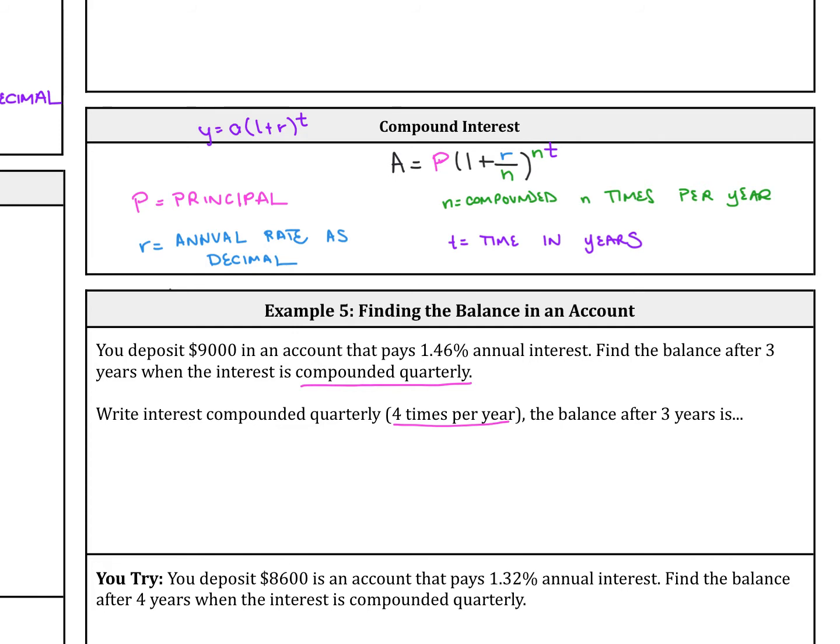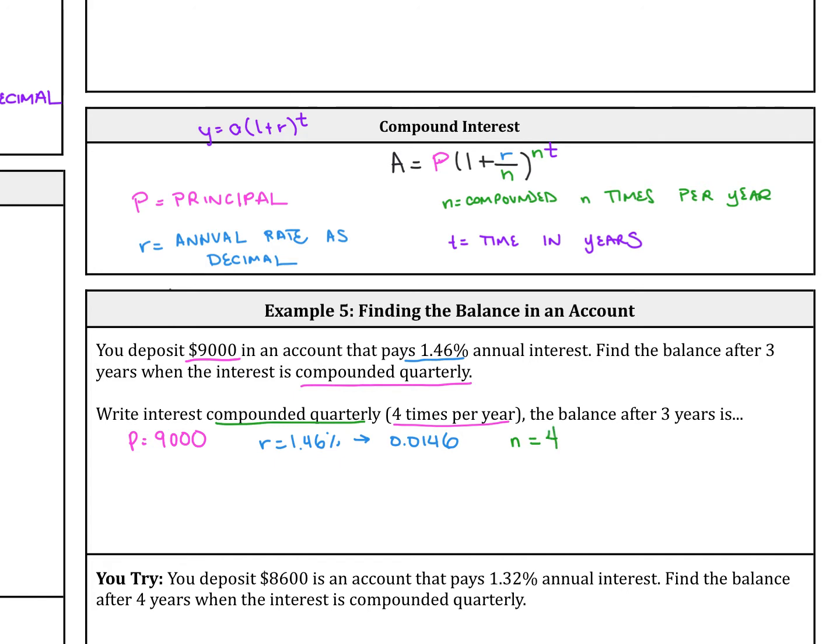So let's identify what we know. We know that the principal, or the initial amount, is $9,000. So that's what we deposit. The r is it pays 1.46%, so we have to change that to a decimal. We move the decimal place over to the left, or divide by 100, and we would get 0.0146 as r.